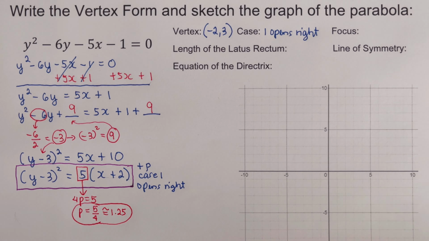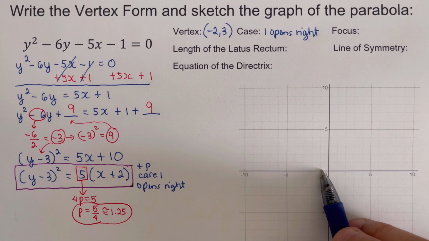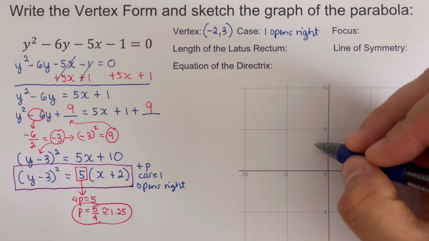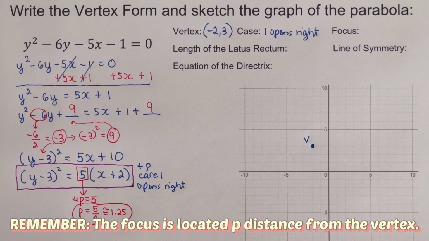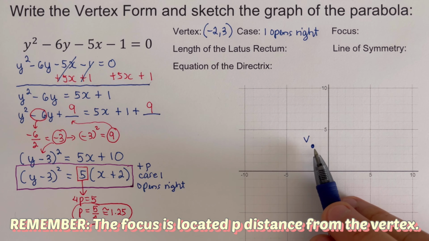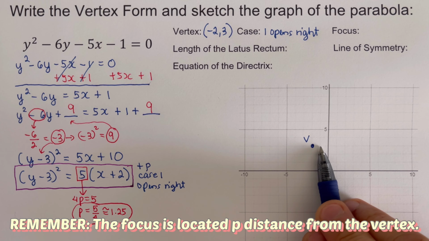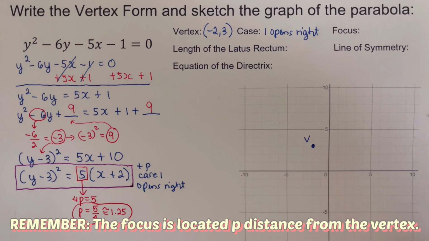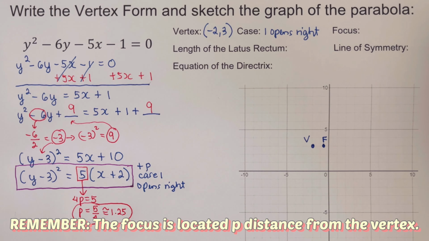So what I would do is sketch the vertex at (-2, 3). So that's located up here, 1, 2, and then +3, it goes up here. So this is our vertex. And we remember that the focus is p distance from the vertex. Since this opens to the right, the focus will be located to the right of the vertex. So that is 1.25 units. So that would be 1, and then 0.25 should be located somewhere around here. So this is where our focus is located.